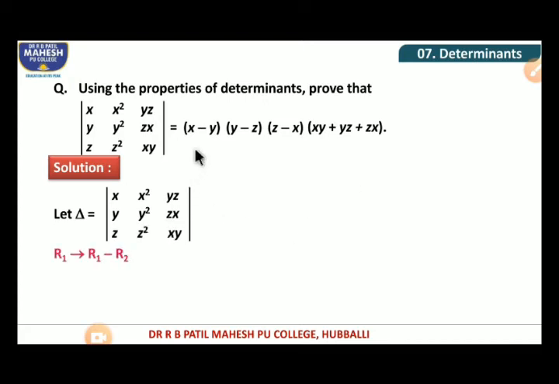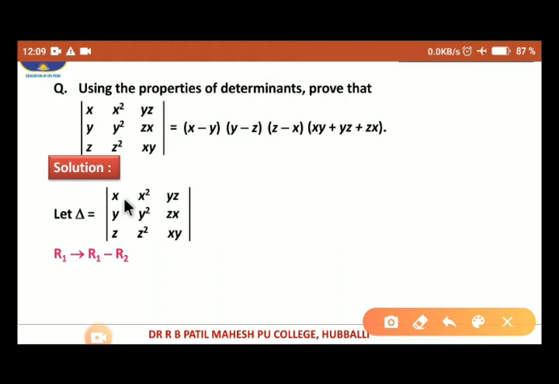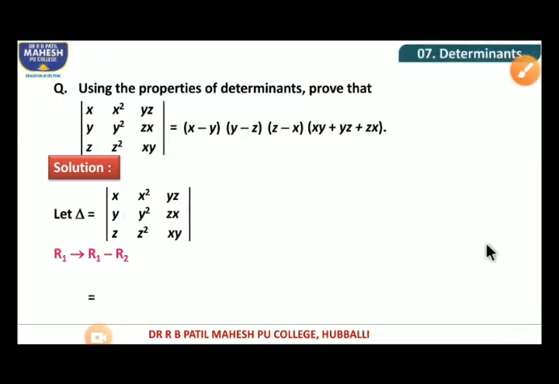Then to get x minus y, we have to do the operation R1 changes to R1 minus R2, right? R1 minus R2 means we get here x minus y, x square minus y square, and similarly yz minus zx. So that here we can apply that operation. So we have x minus y, x square minus y square, and we can take z common, then the remaining is z into the bracket of y minus x.